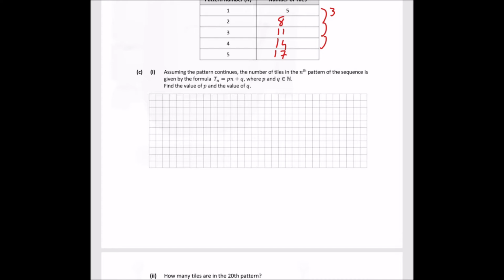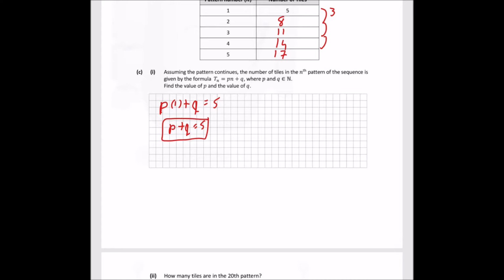Assuming that the pattern continues, the number of tiles in the nth pattern of the sequence is given by the formula Tn equals Pn plus Q. Find the value of P and Q. Okay. Again, all we do is, if I put in 1 for n, so we have p times 1 plus q, it should spit me out 5. So that means p plus q equals 5.